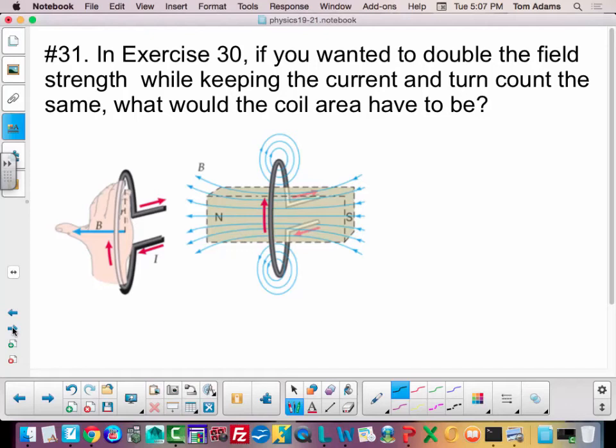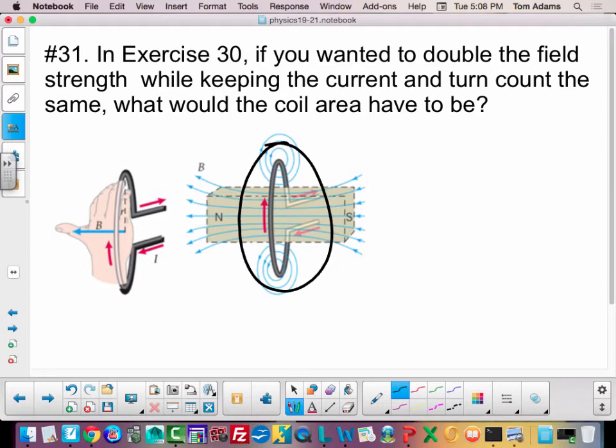So in exercise 30, if you wanted to double the field strength while keeping the current and turn count the same, what would the coil area have to be? Oh, you know what? I think I have the wrong picture, but it still kind of helps, right? Yeah. It's just picture a bunch of these.